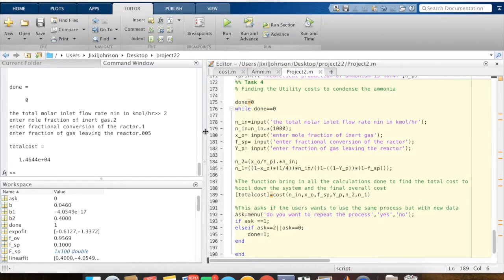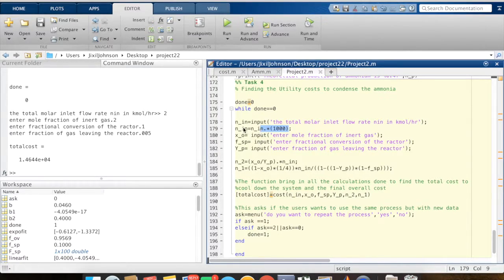So finally, task 4 asks you to find the utility cost to condense the ammonia. It would ask you to have a user input of NIN, which is the total molar inlet flow rate, given in kilomoles per hour, which you have to convert to moles by multiplying by 1,000. And you have to get the x naught, FSP and YP, which is the mole fraction of the inert gas, the fractional conversion of the reactor, and the fraction of gas leaving the reactor.